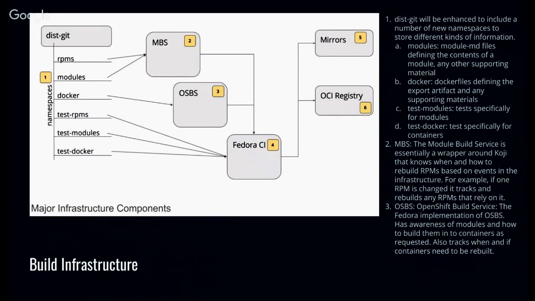OSBS pulls from that. OSBS is the OpenShift build service, but really what it is is a Docker container build service in the Fedora infrastructure. Right now, we don't have great orchestration between MBS and OSBS, so on the client side you still have to say, okay, go build this module. Now, okay, go build the container based on that module. So we're still working on some of that automation. Again, something that we'll probably see post F26, but the long-term goal is a more automatic infrastructure.